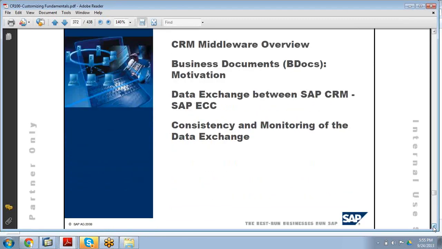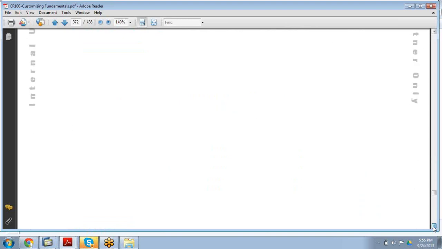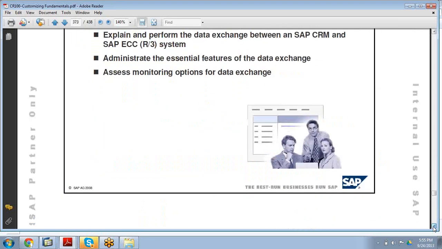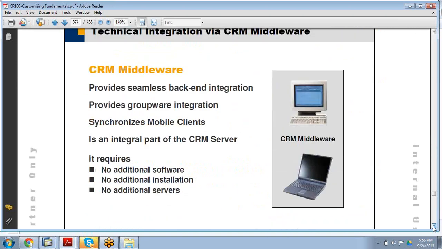So let us discuss something about middleware today. So what is this middleware and what do we do in middleware? So basically there are three things in middleware. You just write it as CRM middleware, monitoring and troubleshooting. We will not do configuration. We will only do monitoring and troubleshooting of middleware. So you write this.